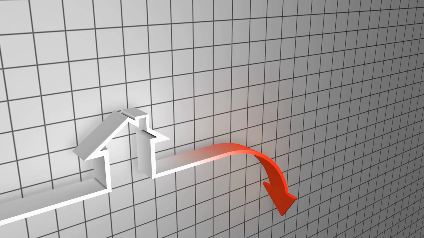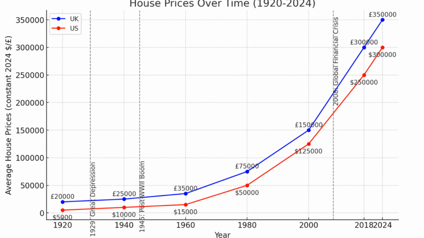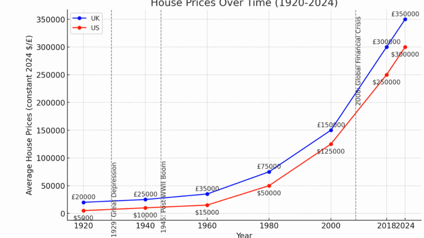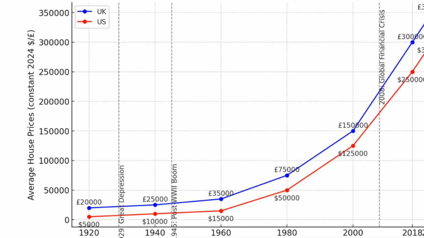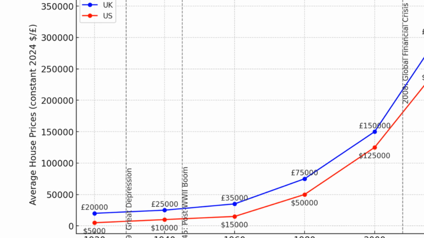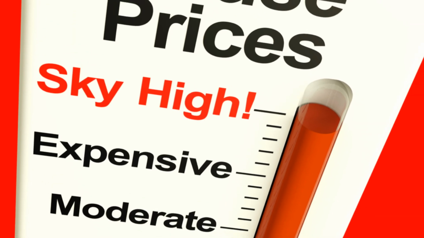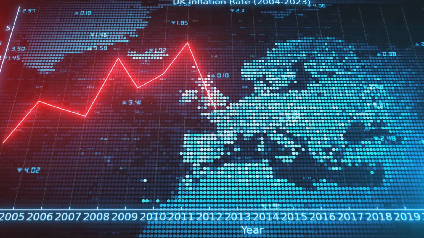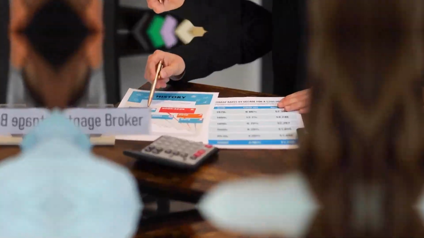Finally, we present a ratio graph comparing house prices to average income over time. This graph shows how housing affordability has changed. For example, in 1920, homes were much more affordable compared to 2024. Various factors like economic policies, inflation, and wage growth have influenced this ratio, making certain eras more challenging for homebuyers.